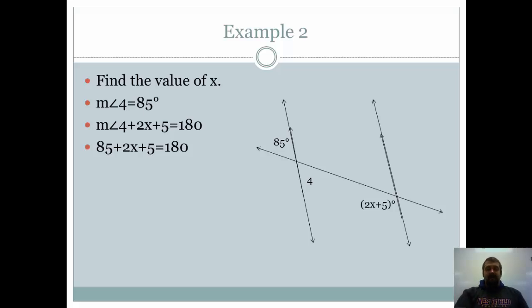And now let's just simplify. Combine 85 and 5. Subtract 90 from both sides. And last but not least, you divide both sides by 2 to get x equals 45. That's the answer. Also, it is not 45 degrees, because if you plug it back in, you're going to get degree to the degree. No. Answer is just x equals 45.